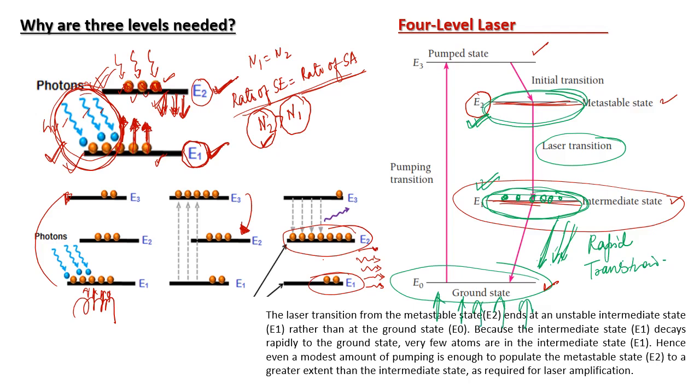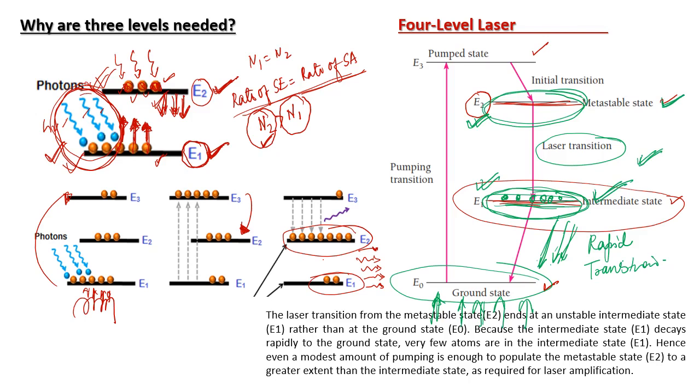That's why the four-level lasing system is important over the three-level system, because we don't have the intermediate state in the three-level system, and the importance of the intermediate state is that achieving the population inversion is easier. We have to supply less energy in order to achieve the population inversion. That means there are more atoms in the metastable state as compared to the intermediate state, between which we have a transition. That is the importance of the four-level system.